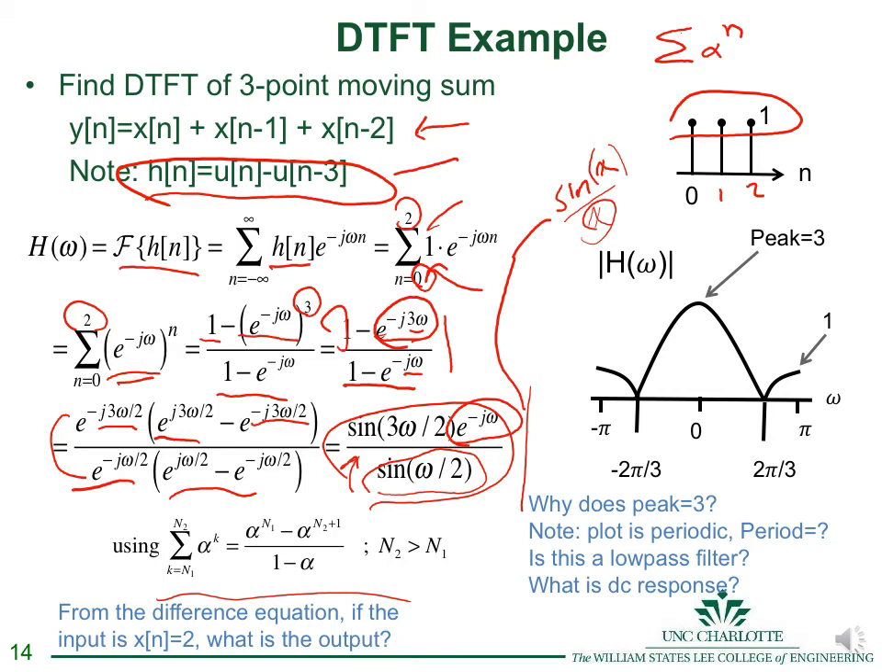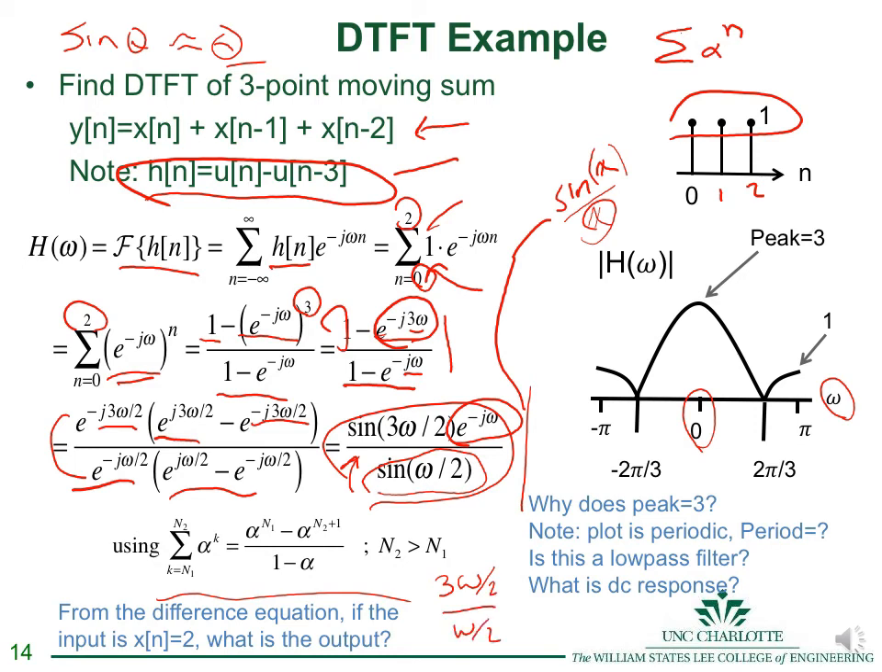One of the first things: what is the value at 0? We have sine of 0 over sine of 0 for omega equals 0. We could use L'Hopital's rule, but perhaps an easier thing to remember is that for very small angles, sine of theta is approximately theta. And so near 0, sine of 3 omega over 2 looks like 3 omega over 2, and the sine of omega over 2 looks like omega over 2.